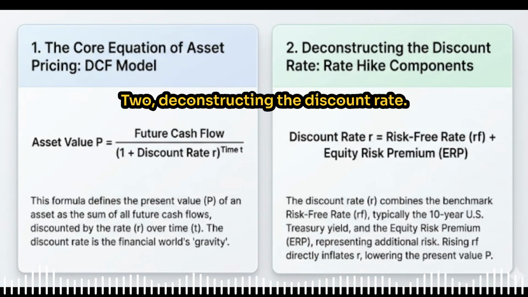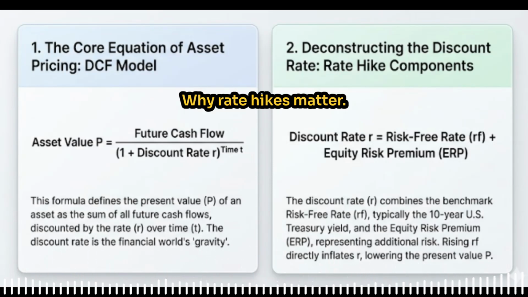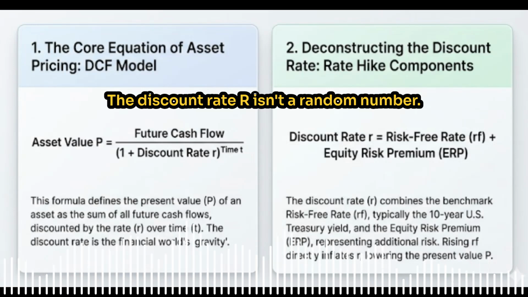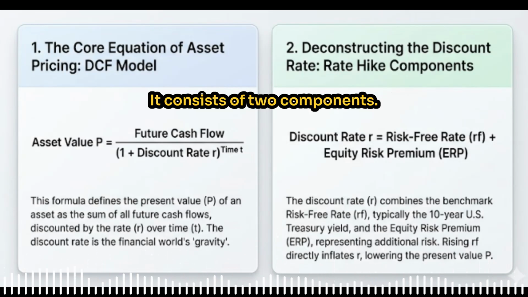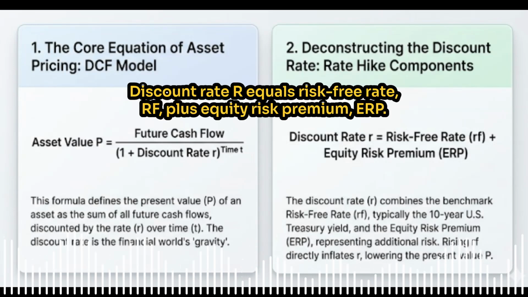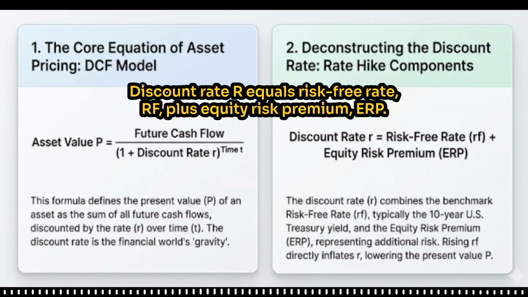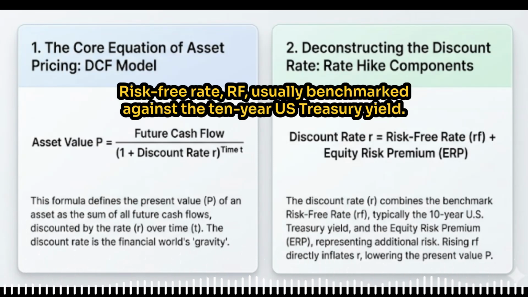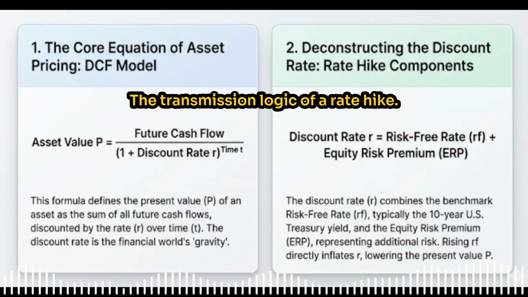2. Deconstructing the discount rate: why rate hikes matter. The discount rate R isn't a random number. It consists of two components. Discount rate R equals risk-free rate, RF, plus equity risk premium, ERP. The risk-free rate, RF, is usually benchmarked against the 10-year U.S. Treasury yield. The transmission logic of a rate hike.